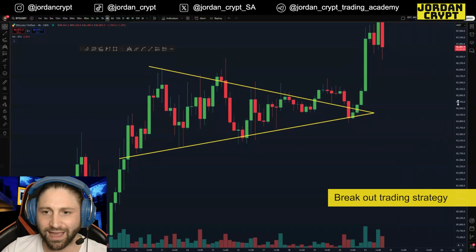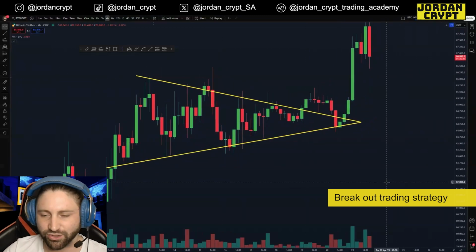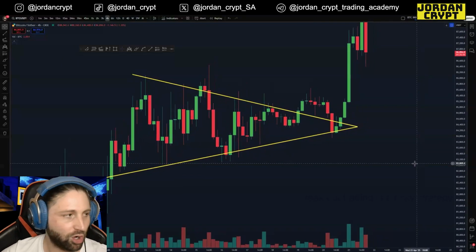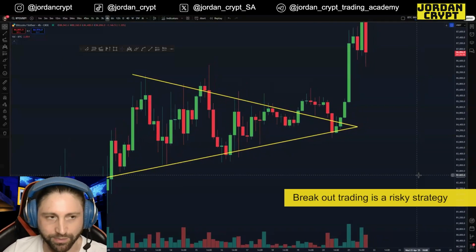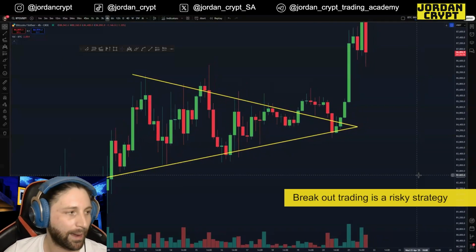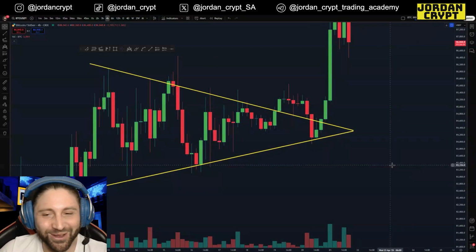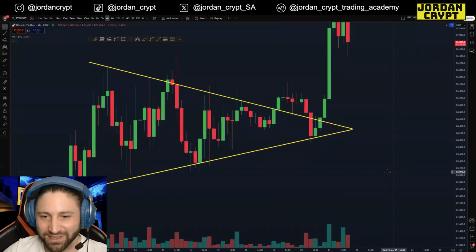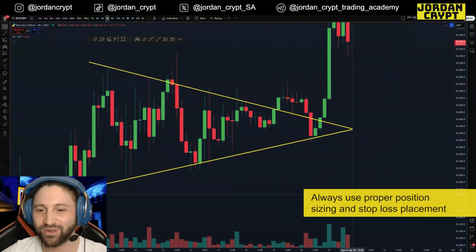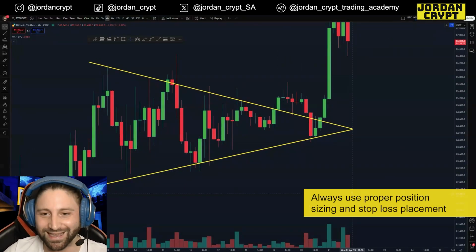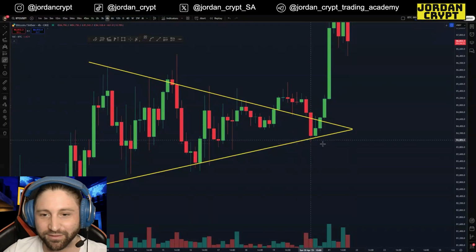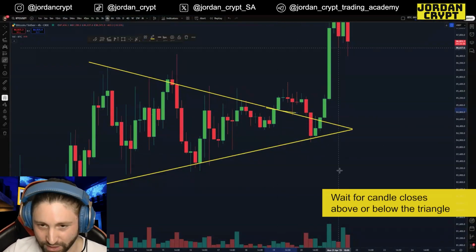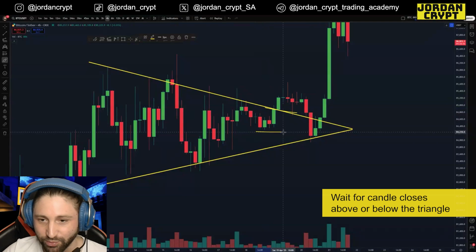So let's first look at the breakout trading strategy for this pattern. This is, as most of you know, not my preferred trading strategy because it can come back to bite you. This is a great example of just how important position sizing is, as well as risk management. The breakout strategy says when you start to get candle closes above the trend line is when you can start to look for your long trades with your stop loss below the previous swing low.